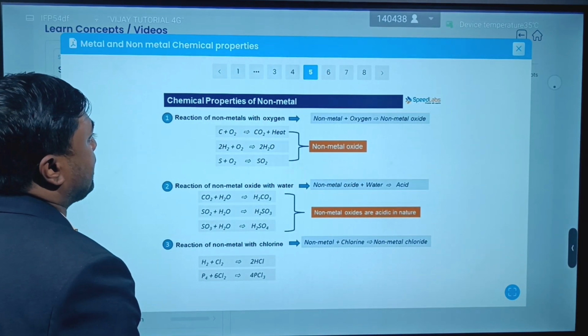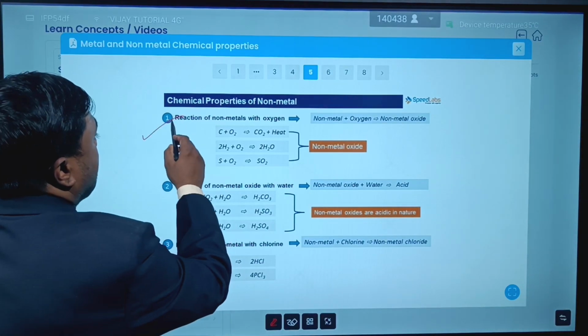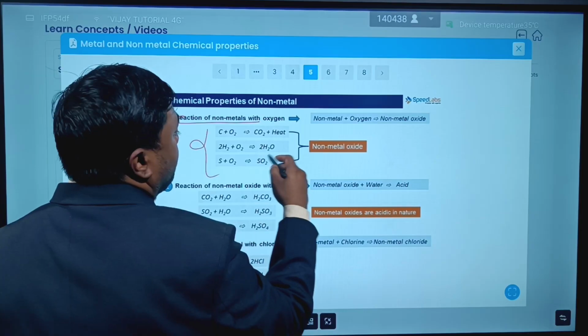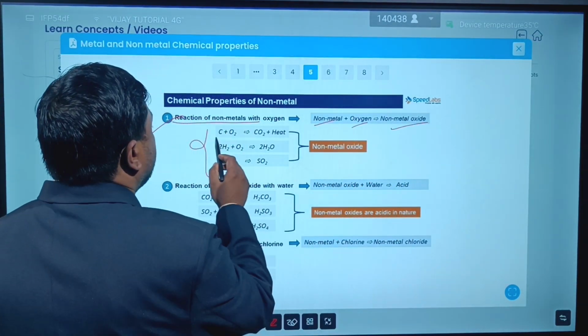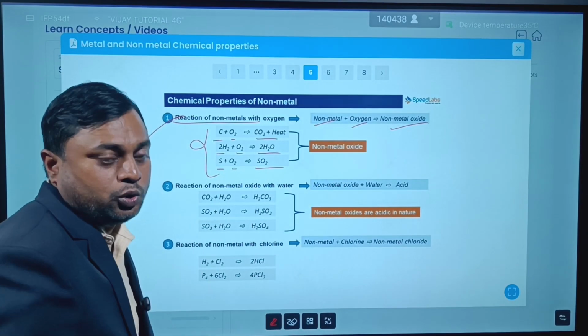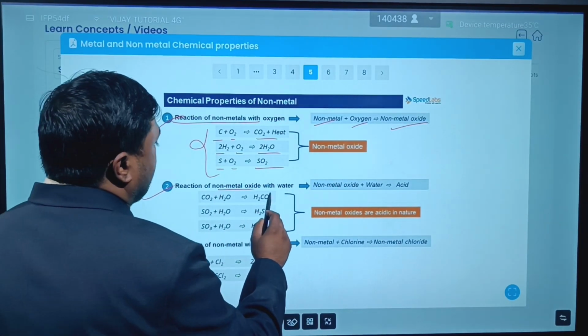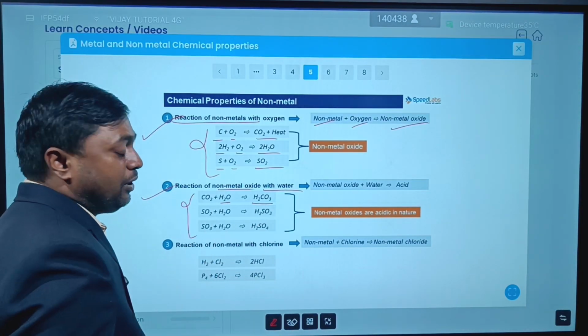Next, chemical properties of non-metals. When we talk about chemical properties, the reaction of non-metals with oxygen, they will give you what? Non-metal oxide. Non-metal plus oxygen gives non-metal oxide: C plus O2, CO2; H2 plus O2, H2O; S plus O2, SO2. Yes or no? Reaction of non-metal oxides with water. Yes, CO2 reacts with water to give you carbonic acid.